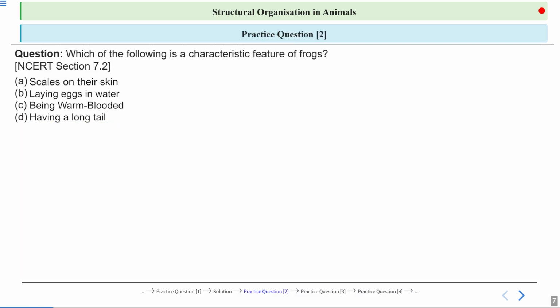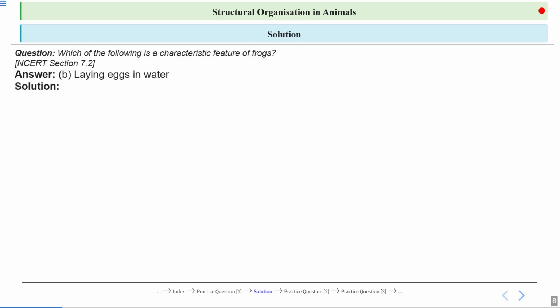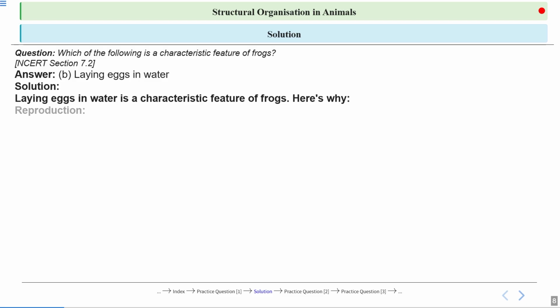Which of the following is a characteristic feature of a frog? So let us see what the different characteristic features are. This question is from NCERT section 7.2. Laying eggs in water is a characteristic feature of frogs. Why? Reproduction.